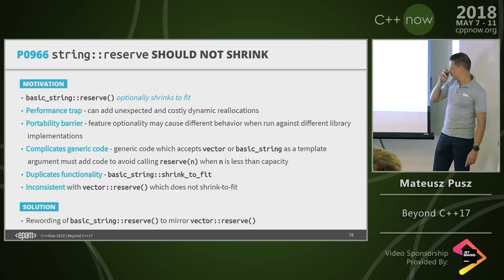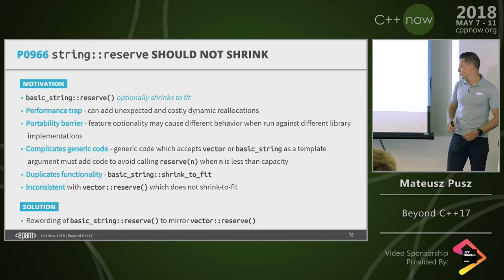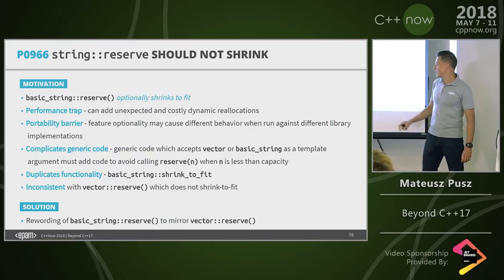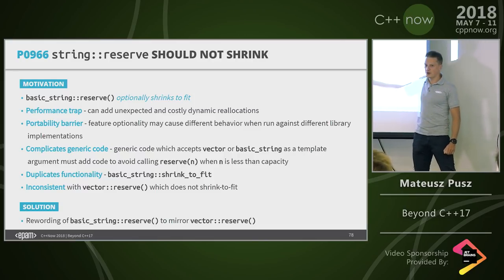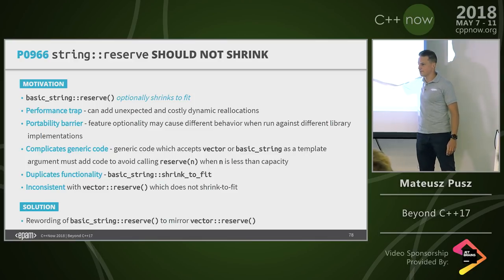So basically, from now on, basic string will not be allowed to shrink. It will be the same as for vector. If you want to shrink, just use shrink to fit. If you depended on this in your implementations, just use shrink to fit.